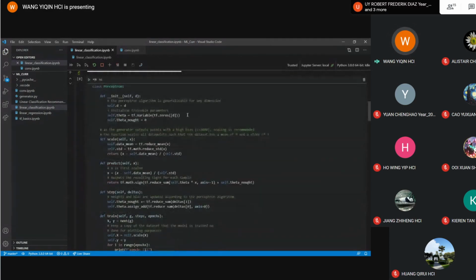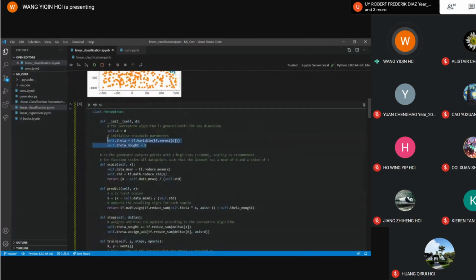So here's a perceptron class. Let's talk about initialization first. Because the perceptron needs to be generalizable to any dimension, here's an input for the initialization, which tells you what dimension it is. And then you can simply initialize your weight using this dimension. And theta naught is always a scalar, so I just initialize that to 0.